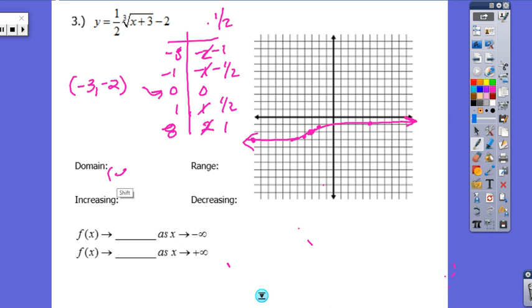All right, domain and range are all reals. This one's entirely increasing on the interval, and there's none for decreasing. As x gets smaller, y is getting smaller. And as x is getting bigger, y is getting bigger.